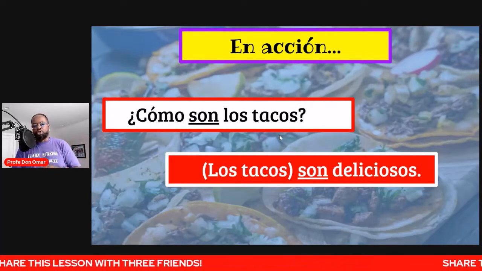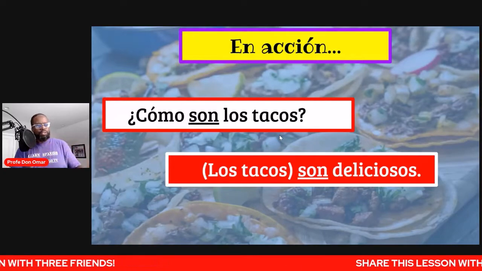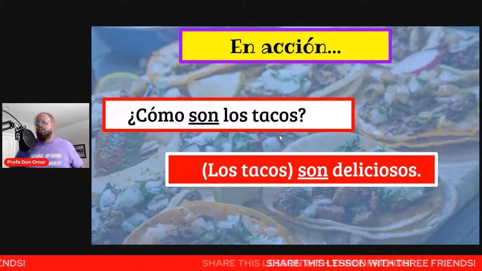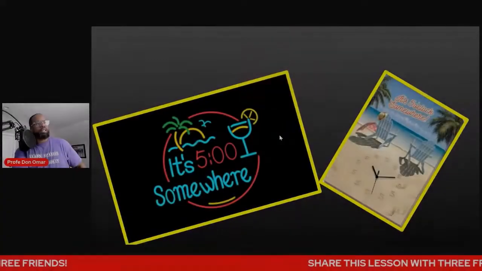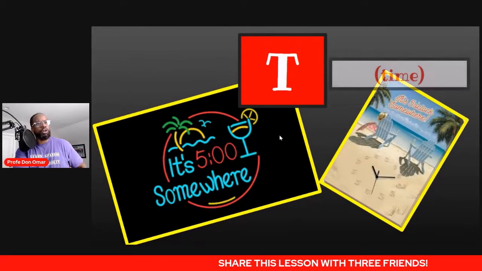This is a conversation that you could be having, okay? And somebody might well say, ¿Cómo son los tacos aquí? Like, what are the tacos like here? Son deliciosos. That's in general. Aquí tenemos la T, right? We're talking about time here.